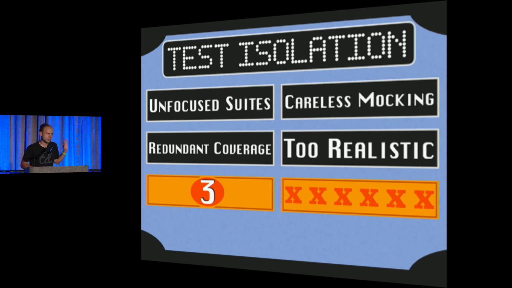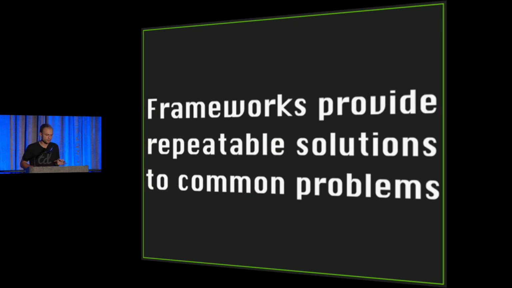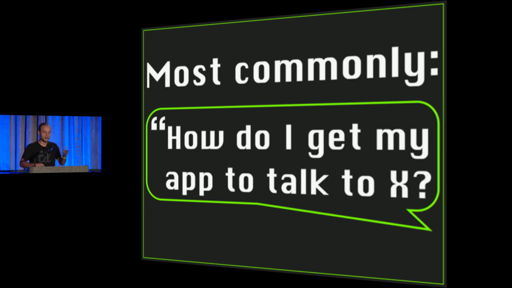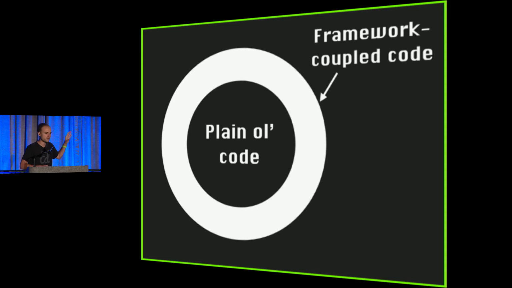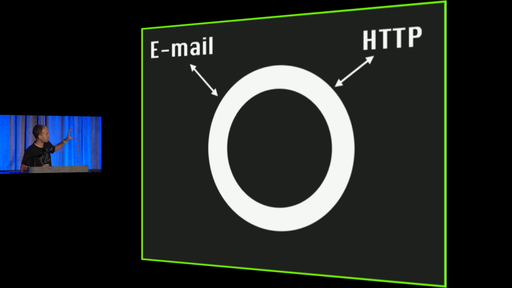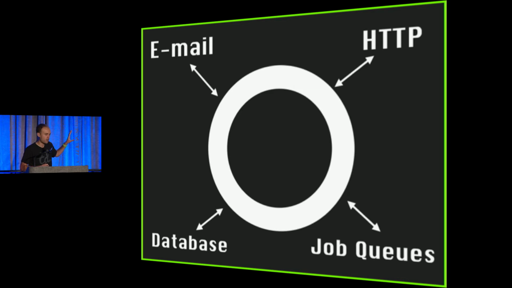Last thing I want to talk about is just a little deviation, talk about app frameworks. So frameworks, the reason that they rise to prominence is that they provide repeatable solutions to common problems. Most commonly, how do I get my app to talk to X thing? The integration-related concerns. So if we imagine the code in the center of this diagram as being plain old decoupled, plain old objects and functions, and the code at the periphery being the stuff that's framework coupled, like us extending framework types or interacting with framework code, you can imagine the framework is a shell providing us access to all sorts of cool integrations that enable our app to do useful stuff.